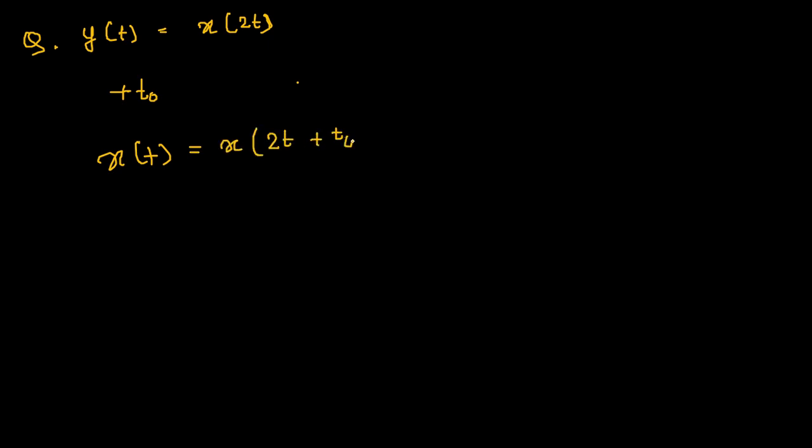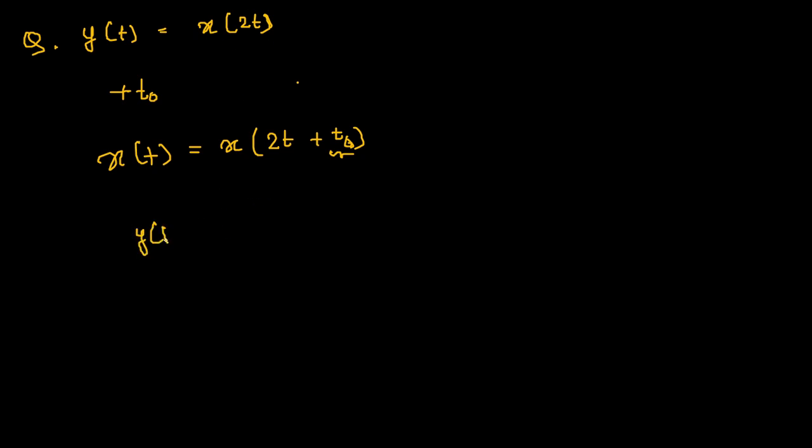So if we have y of t is equal to x of 2t, right? So let's say we have introduced a delay of t naught in the input. So in x of t, what we have is x of 2t plus t naught. So what we are basically doing is forcing this delay, right? So we do not replace t by t naught. We just add t naught to whatever is inside the bracket.